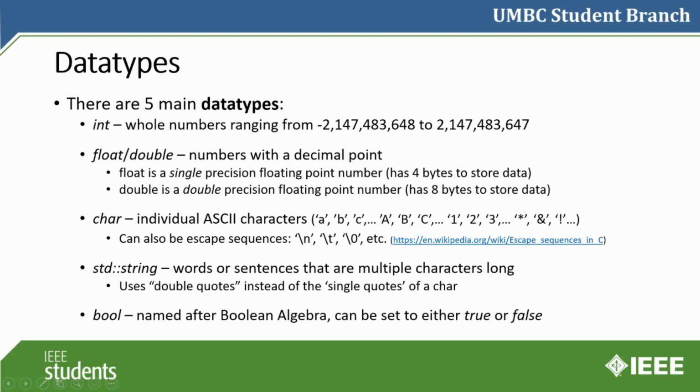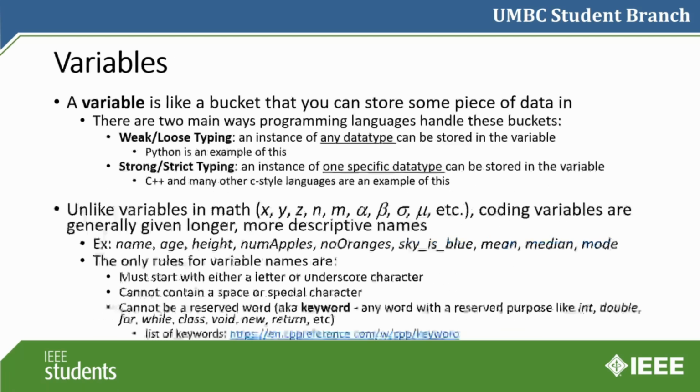The last data type we'll be covering is the bool, or the Boolean. This is named after Boolean algebra and it can be set to one of 2 values, true or false. All of these data types, excluding strings, are also considered the primitive data types, meaning that these are the most basic data types you can use in your program.